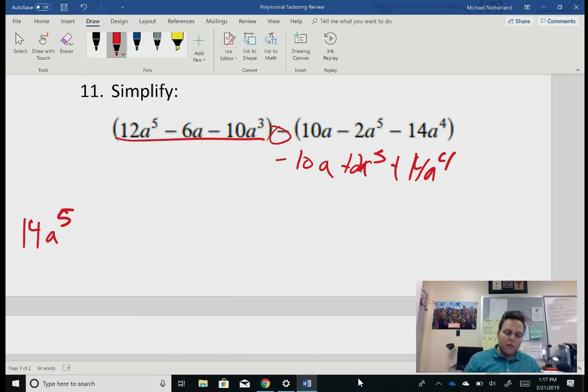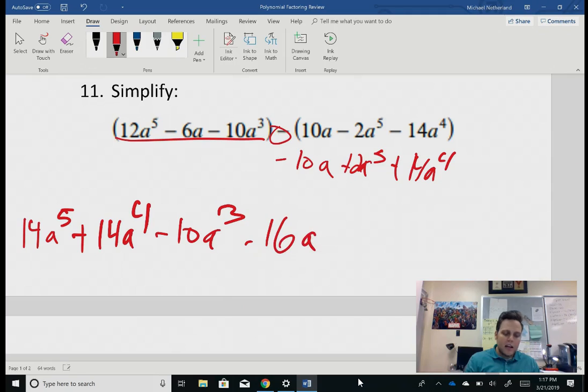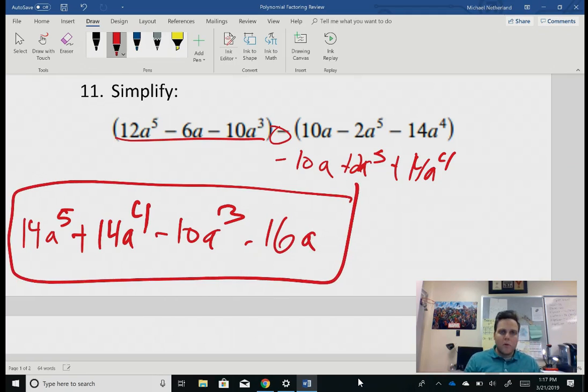And then I look for fourths next, because remember, I like to go in descending order based on the power. So the next descending power would be the fourth. So that'd be plus 14a to the fourth. Then I look for cubes. This is the only cube right here. So minus 10a cubed. Then I look for squares, which there are none. So then I go to a, negative 6a, negative 10a. That makes minus 16a. And there we go. That's all she wrote because there's nothing else to this problem.